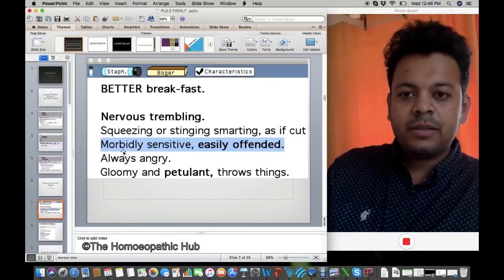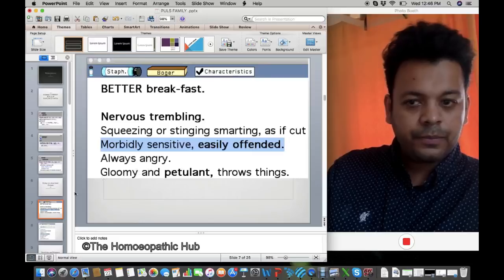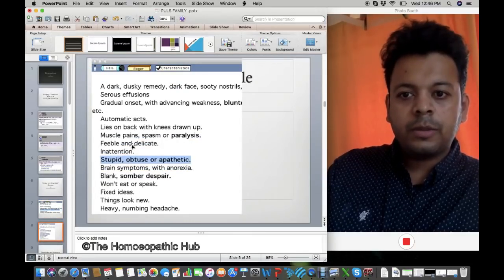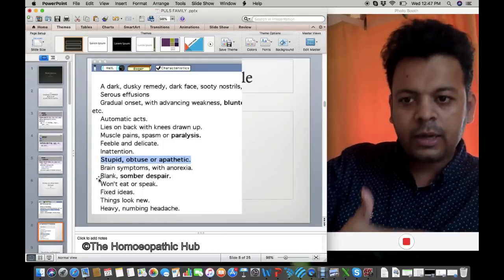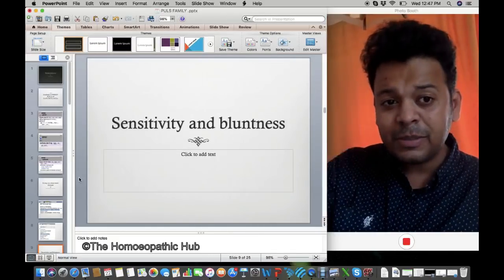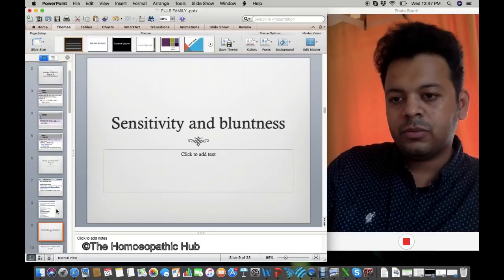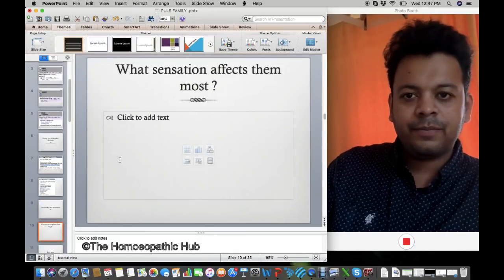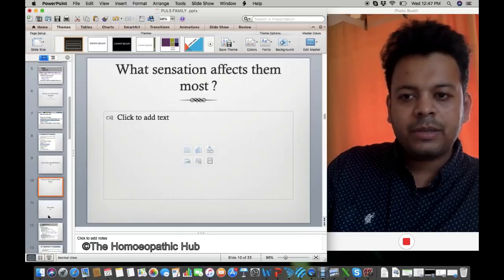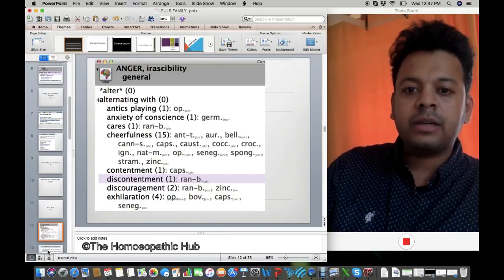Typically, the main symptom of Staphysagria is morbidly sensitive, easily offended. Typically, the symptom of Helleborus is stupidly obtuse, total dullness. So there is extreme sensitivity of Staph, and total bluntness of Helleborus. So both sides are there. What affects them more? What is the main sensation that affects? Let's try to understand Ran-b. One of the main symptoms of Ran-b is anger alternating with discontentment.